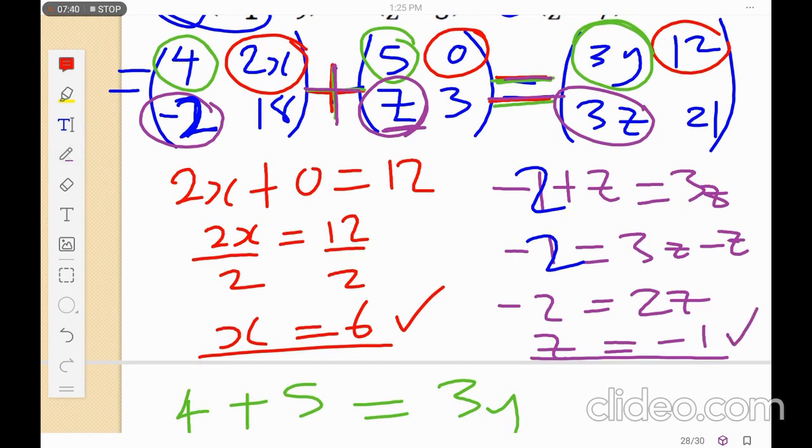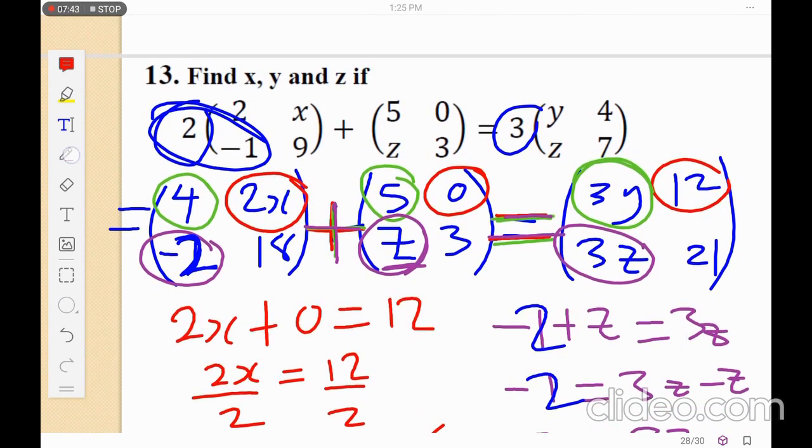Okay, please don't forget to multiply your scalars like what I did here. 2 and minus 1 there, I had written 1 instead of minus 2 there.